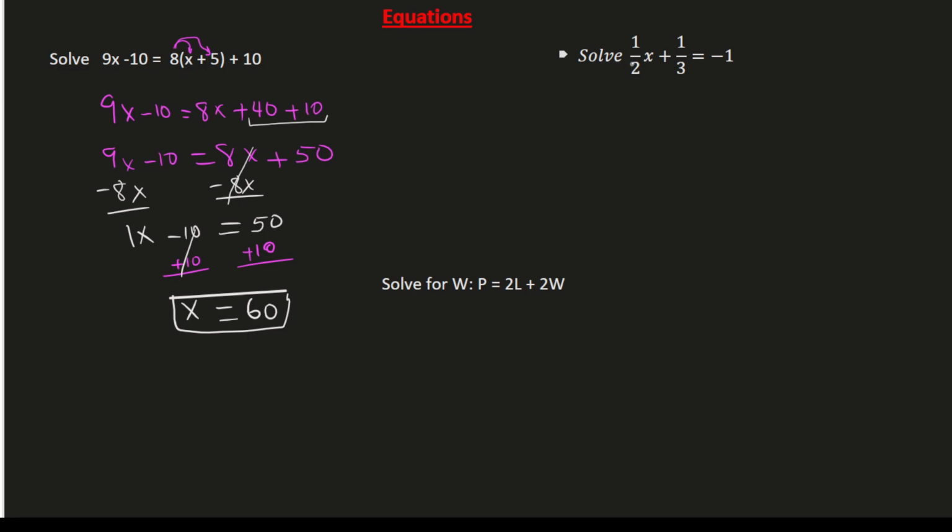Let's go for this one here. Solve 1/2 x plus 1/3 is equal to minus 1. There are two ways to do this, but one of the best ways we can do this one is to look for the LCD. LCD is the least common denominator, the LCM, least common multiple. So basically, this is 2, this is 3. You just multiply 2 to 3.